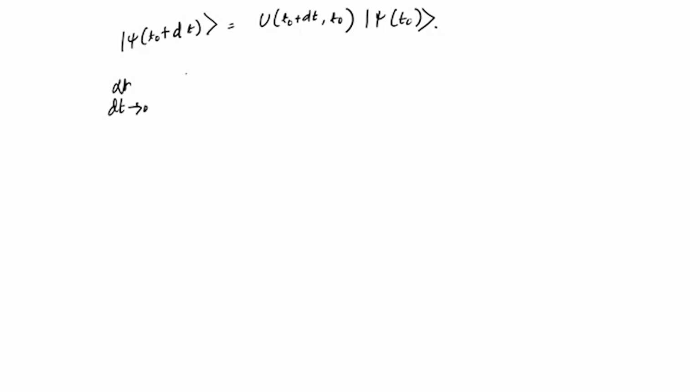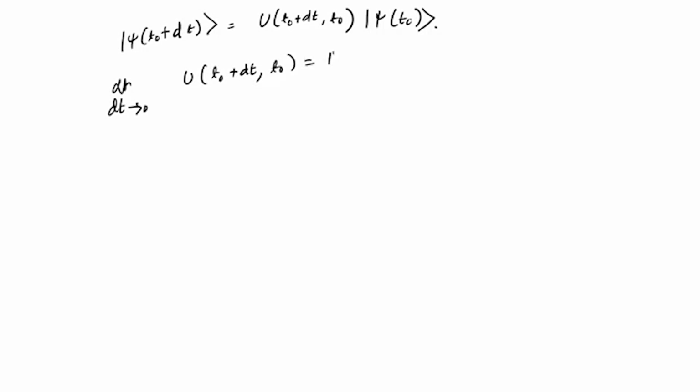So you have psi of t0 plus delta t, this is equal to U of t0 plus delta t or dt, I am writing it as, okay, you can write it as dt, they mean the same thing, it is a small thing. So either delta or d does not matter, acting on psi of t0. And so now in the limit dt going to 0, you can take that U of t0 plus dt, t0, this is equal to 1.